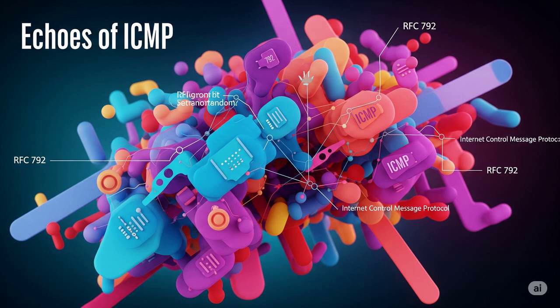Okay, interesting nuance. So we get the why and the what. What about the how? How are these messages actually structured? What do they look like? Right, the format. ICMP doesn't get its own fancy header at the IP level.